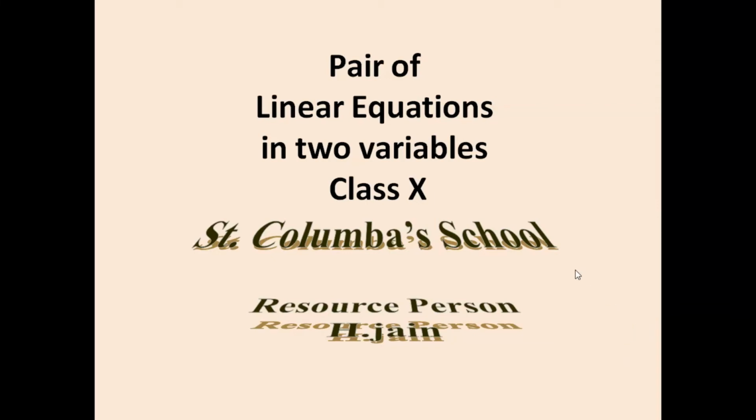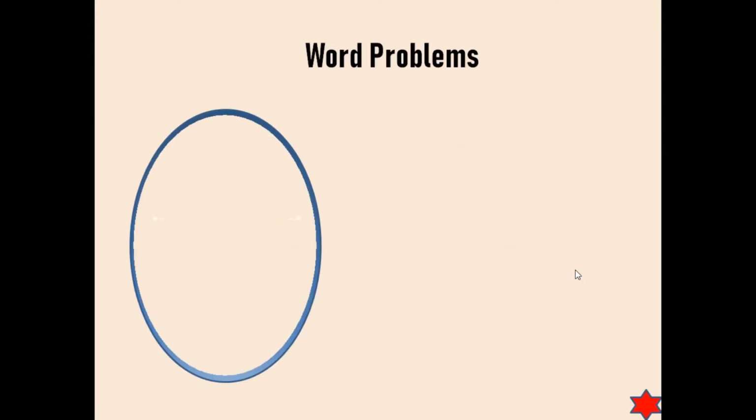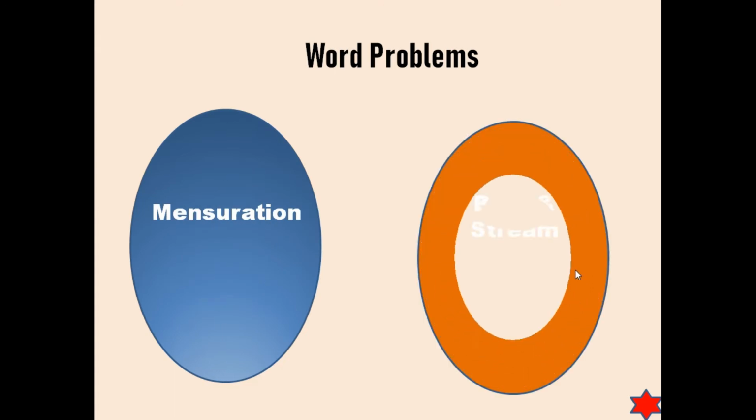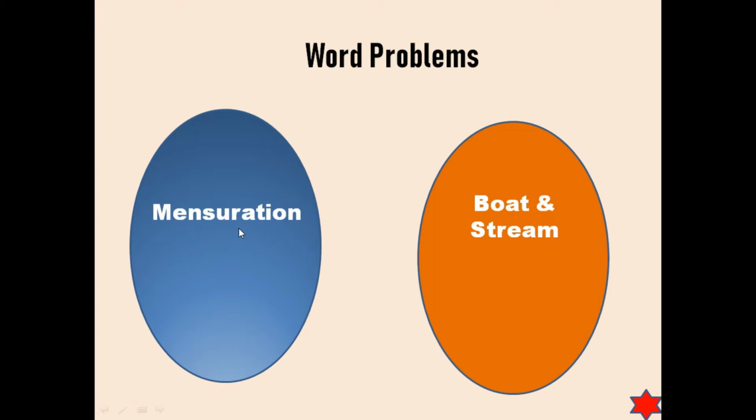We were doing word problems and we go further on the word problems where we are going with two more samples of word problems today. We are going to deal with problems related to mensuration. Mensuration means area, perimeter, and so on.